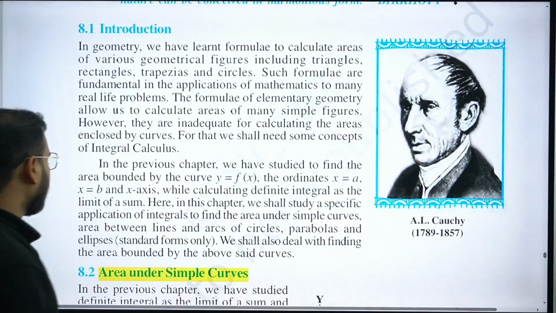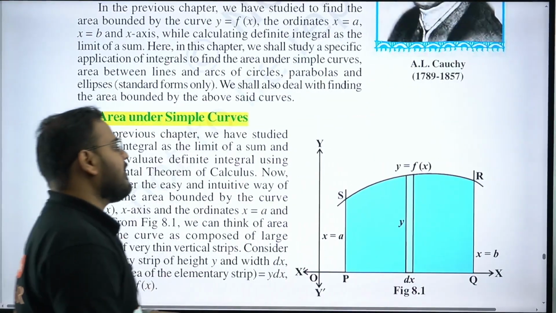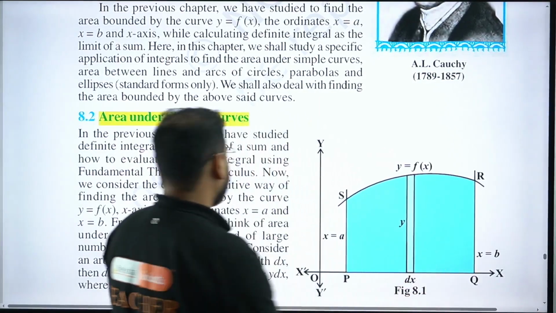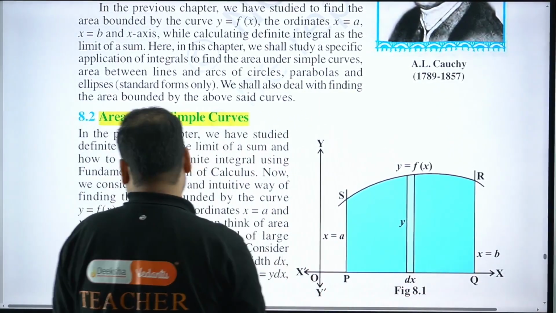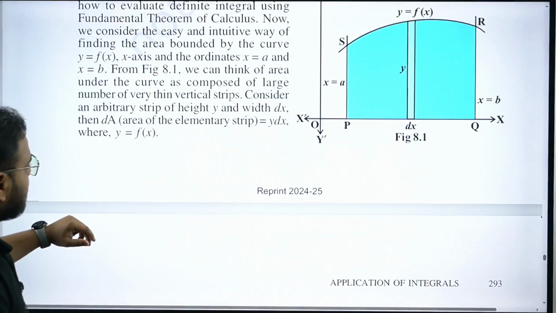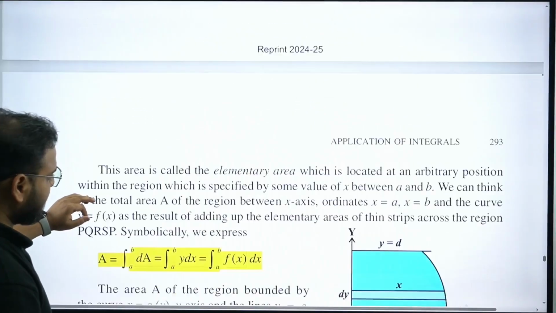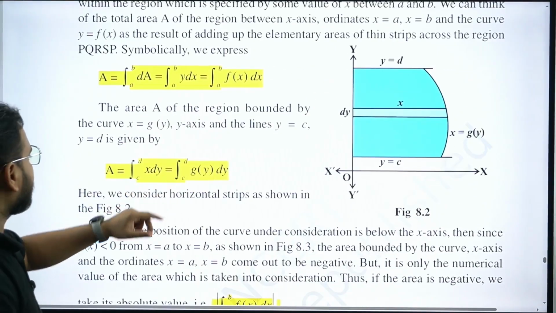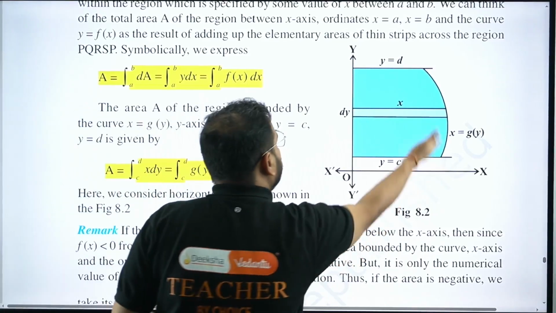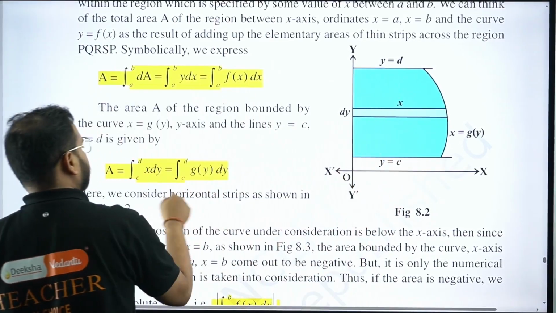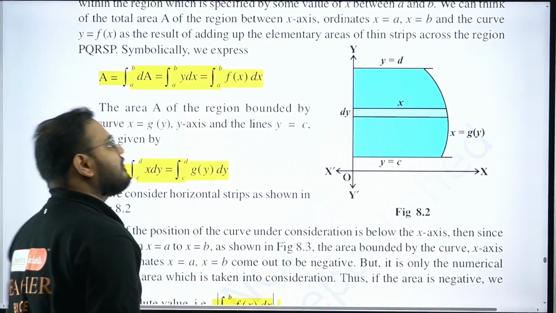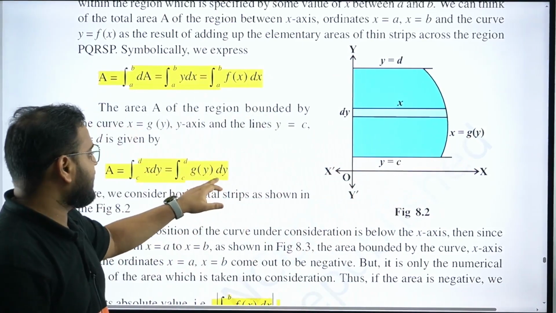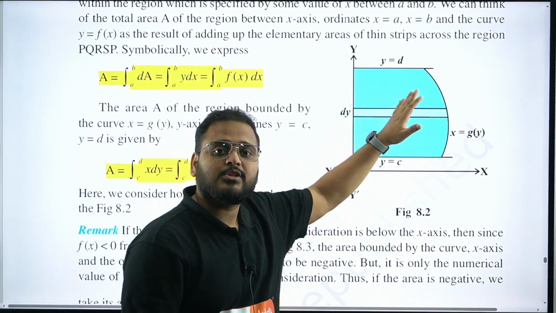So, area under simple curves, check it out. If this is the function f(x), you have to take the limit from a to b. But if the function was vertical, there will be a function like that. If the function is g(y), then what limit do you take? From c to d. This was a to b in the previous graph. If you're taking the function g(y) dy, you have to take the limit from c to d. So be careful with that.